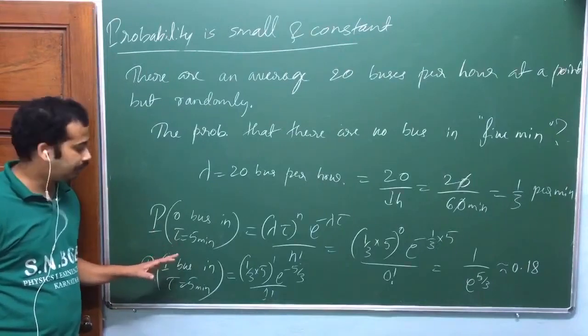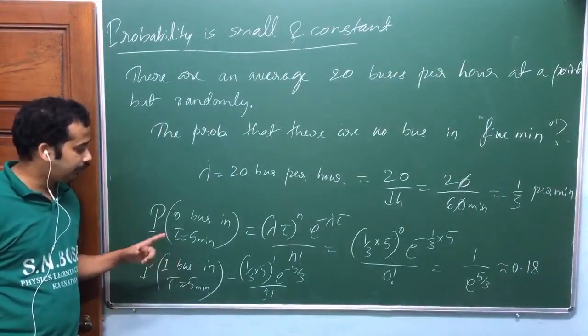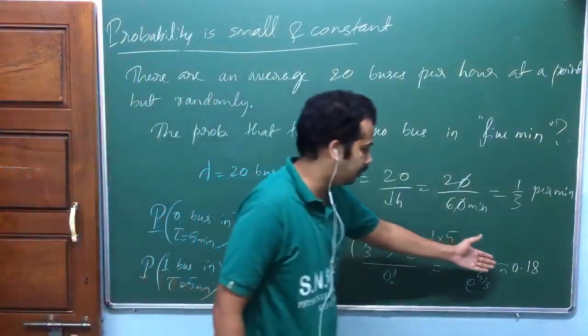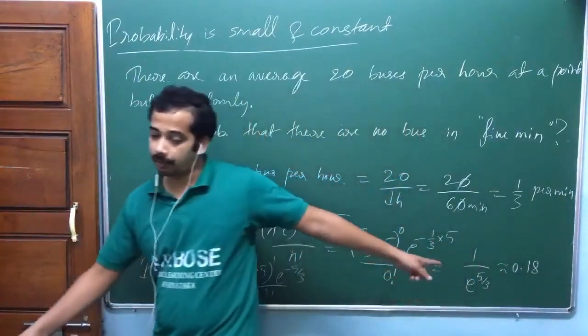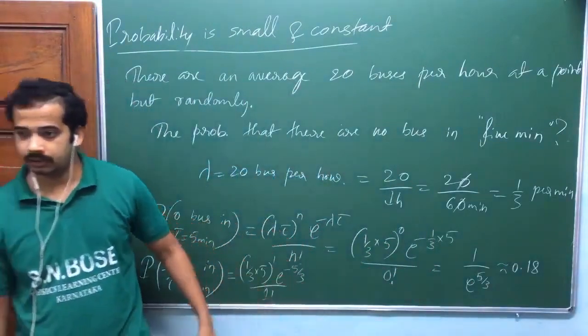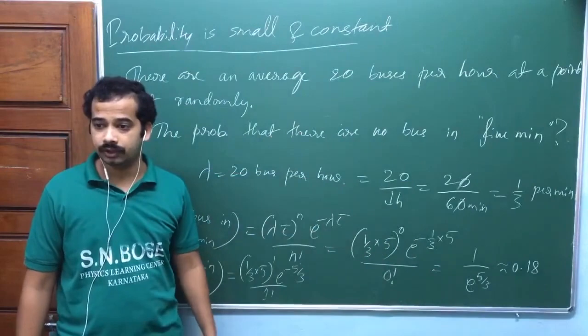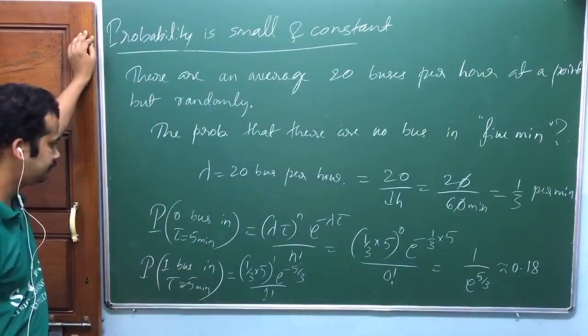If you want to verify that there are 0 buses in a 5 minute interval, that probability is this one, 0.18. Am I right? That probability is very low. 1 is the highest probability, 0.18 is very low. Is that okay?